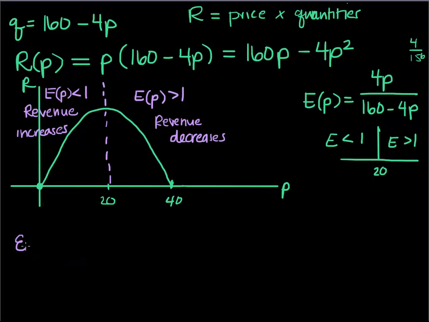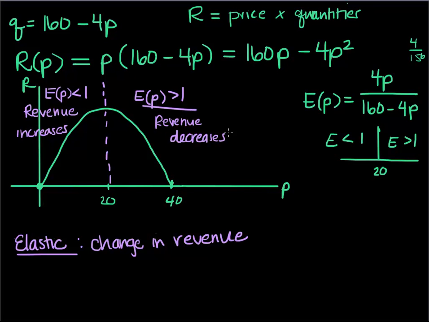If my system is elastic, then the change in revenue, so elastic, right? What do we see here? That would be this guy right here, elastic. My change in revenue is opposite.